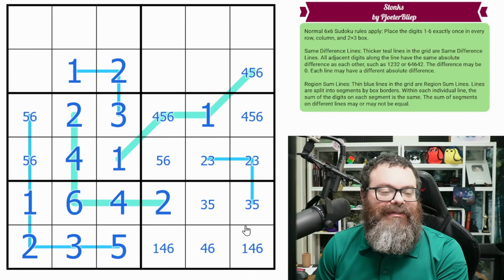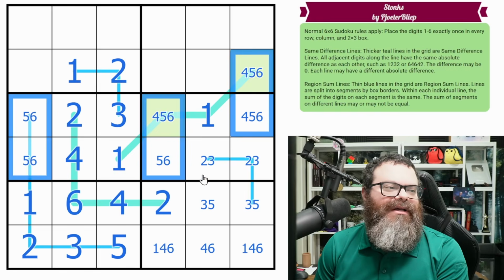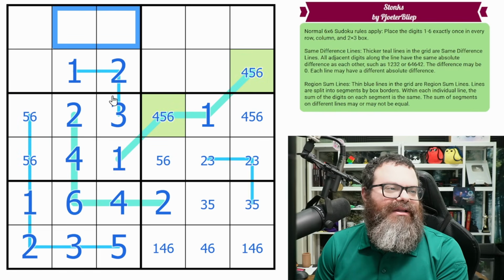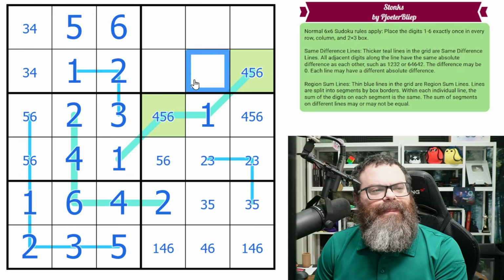This is also 4, 5, 6. All right. And these two are the same digit as each other. I'm just going to mark them green to remind myself of that. These two digits are just done. This is a 5, and this is a 6. And so this is a pair. This is a 3, 4 pair.